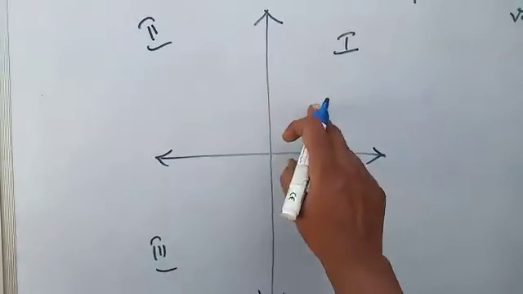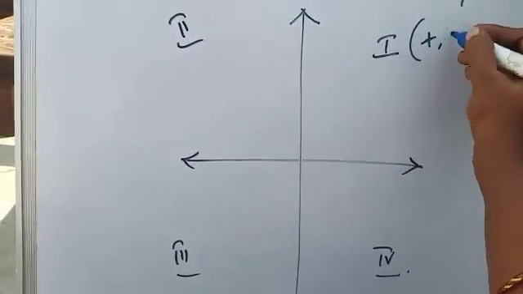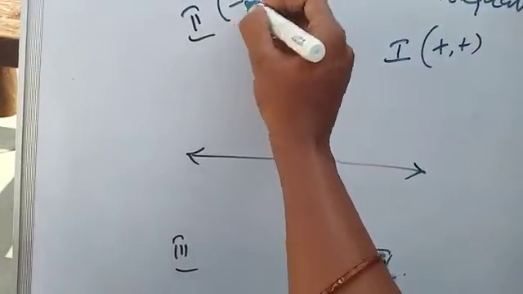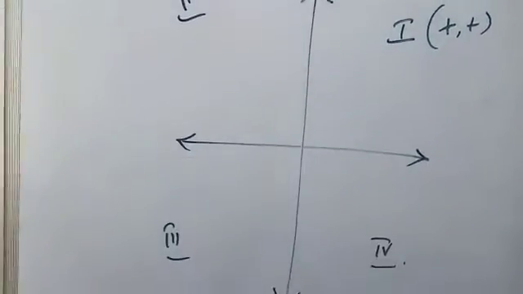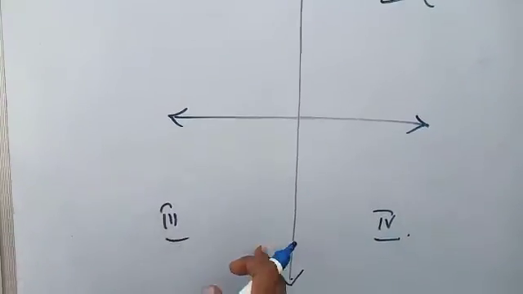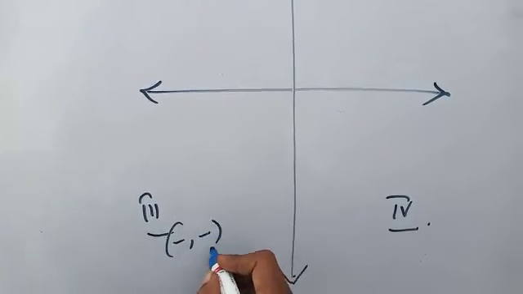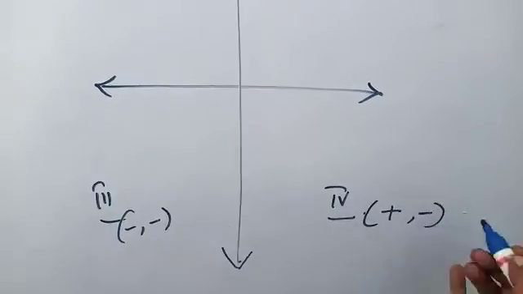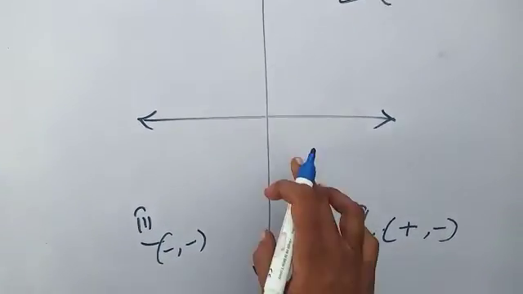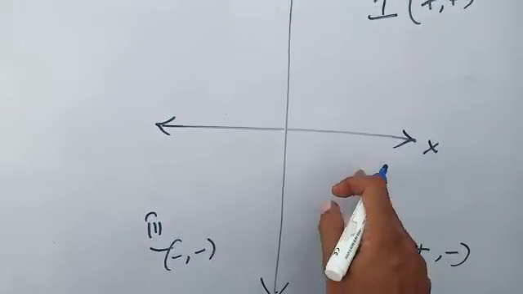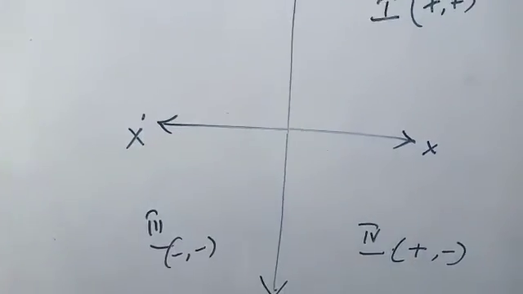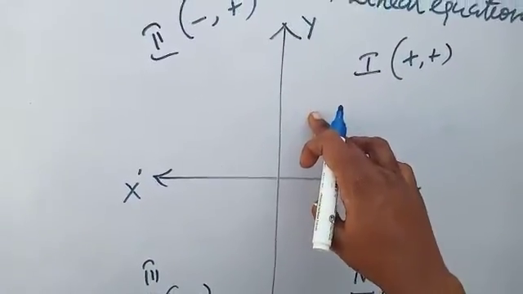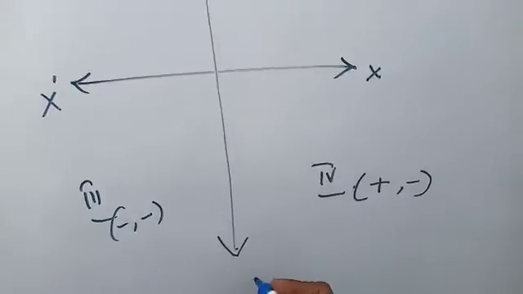In the first quadrant both x and y are positive. In the second quadrant the x value is negative, the y value is positive. In the third quadrant both x and y are negative. In the fourth quadrant the x value is positive, the y value is negative. Often the right side should be positive values, then the left side is negative values. The same for y: above the line is positive, here it is negative.